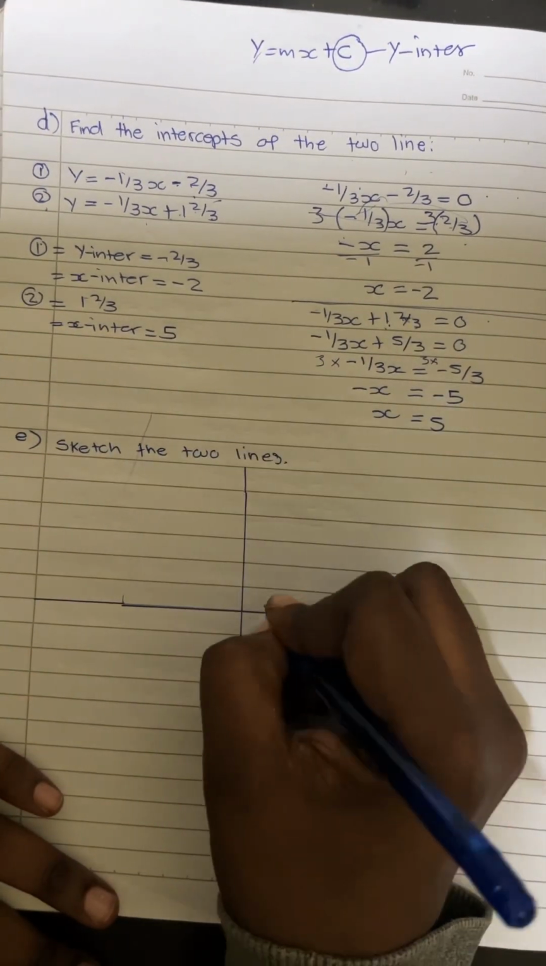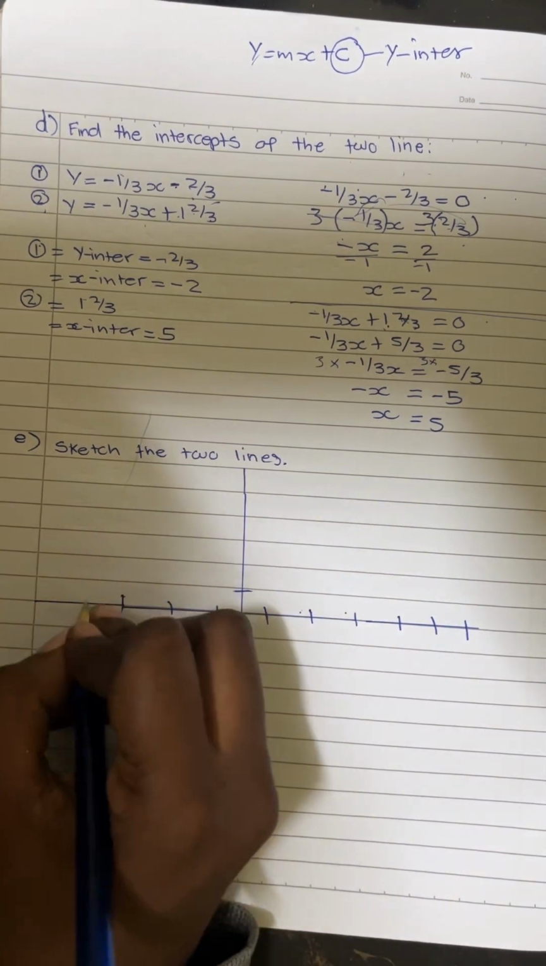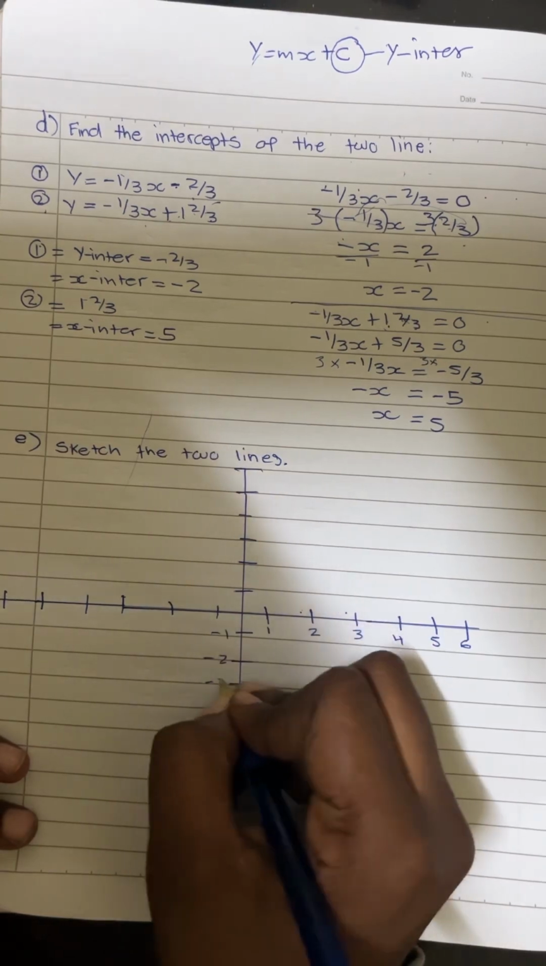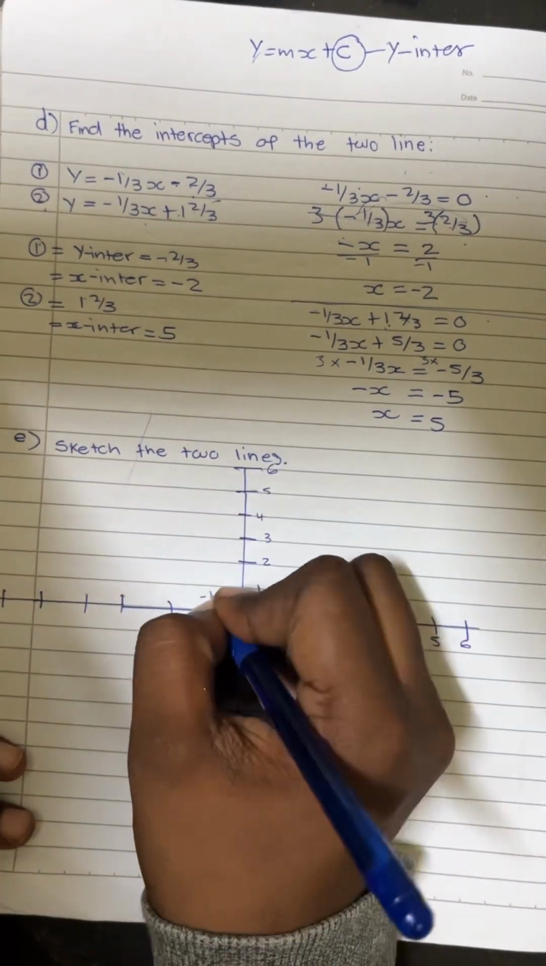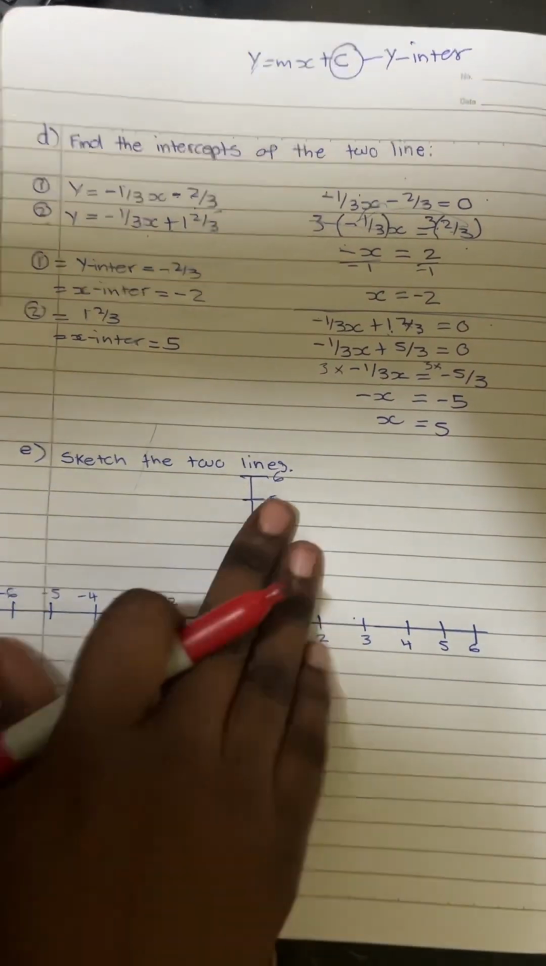Okay. Let's number the axes: 1, 2, 3, 4, 5, 6 in the positive directions, and negative 1, negative 2, negative 3, negative 4, negative 5, negative 6 in the negative directions. Ta-da! So now, my favorite part, we're just going to plot the intercepts.